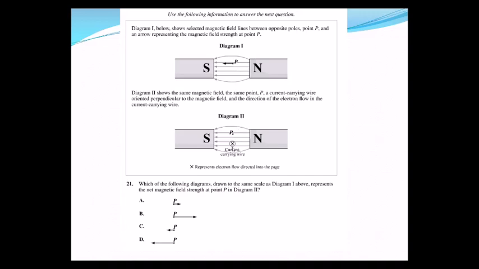So now we're going to stick a current carrying conductor inside of here, and it says which of the following diagrams drawn to the same scale as diagram 1 represents a net magnetic field at point P. So this guy here is going to create a magnetic field around it.